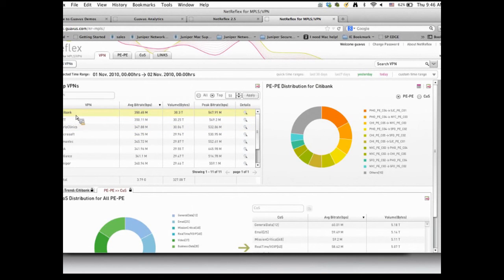It shows customers here, all of these are fictitious, made up. I mean, it doesn't refer to actually Citibank or anything, but the fact is that you could actually drill down there. You could get PE distribution for this.